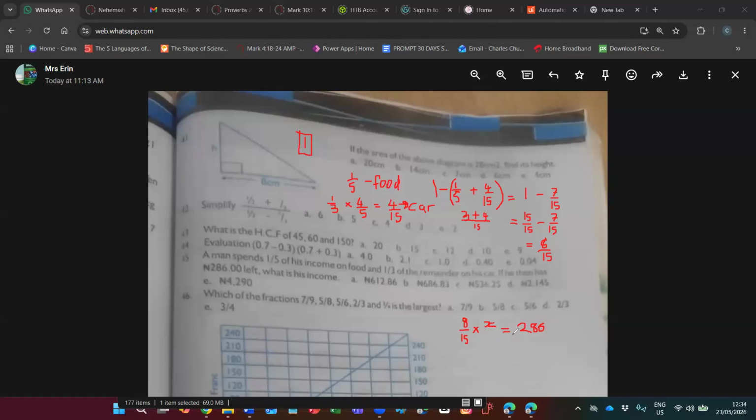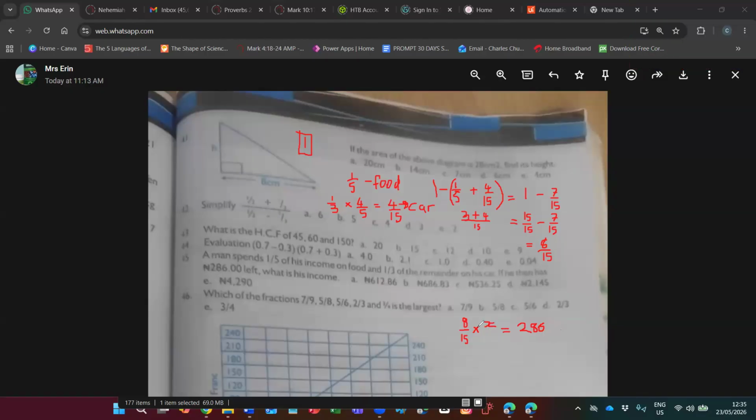So let's solve this. Who can tell me what I should do next? At least you should know what to do from here. I have 8/15 times x equals 286. What should I do to find x? Yes? I'm going to move that x to where 8/15 is. I don't agree with you. This is multiplication. The time to move is when you have addition or subtraction. You don't move in this kind of thing. What should you do to both sides? Multiply both sides by 8/15.